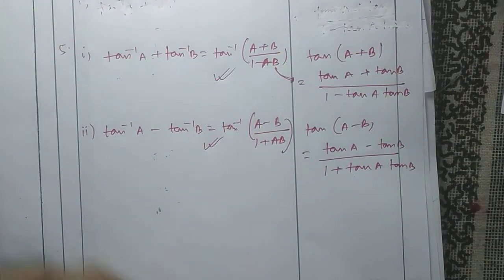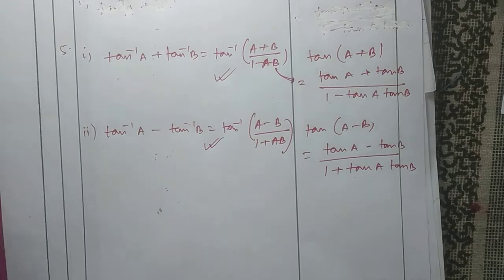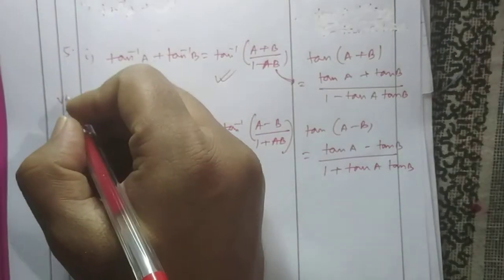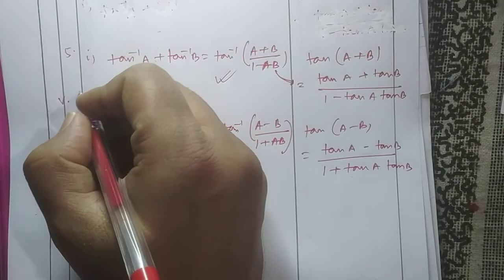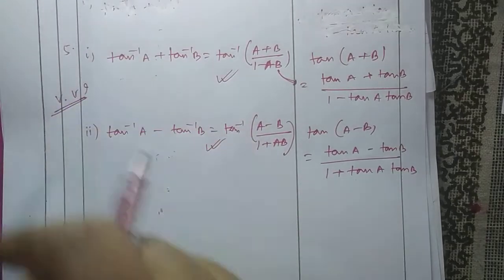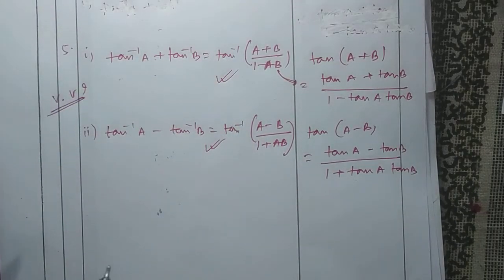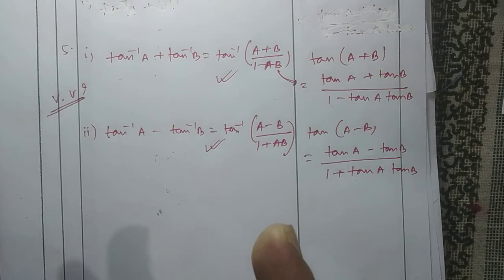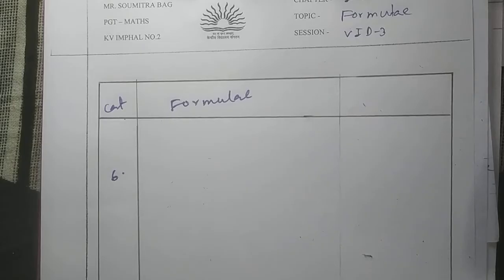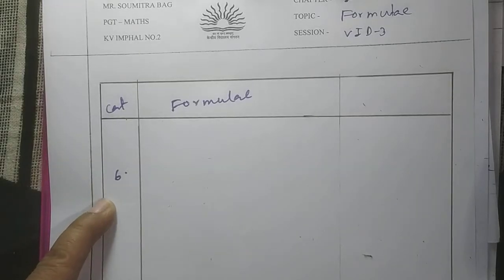Understood? And these are very, very important to remember. So please take down these formulae, they are very, very important to remember. Understood? Let us come to the final category, that is 6.